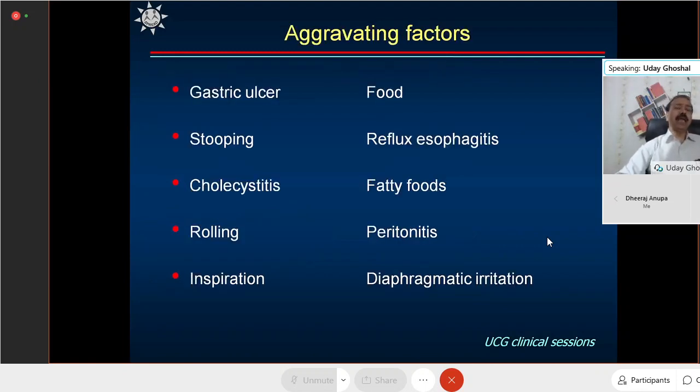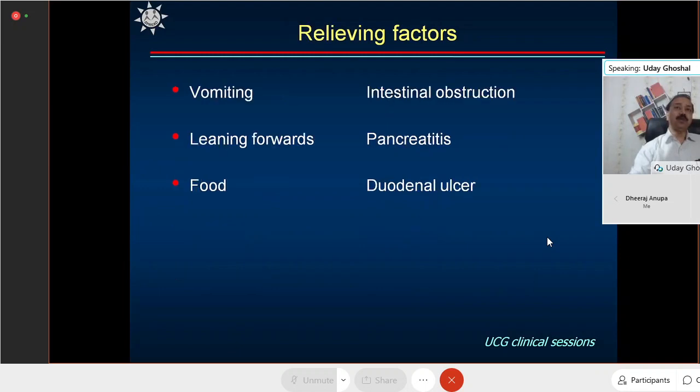Aggravating factors: gastric ulcer, food; stooping forward, reflux esophagitis; cholecystitis, fatty food, because fat increases gallbladder contraction. Rolling aggravates peritonitis. That's why a peritonitis patient will be lying standstill. They don't want to move. Inspiration increases the pain because of the diaphragmatic movement. So for any structure below the diaphragm, particularly the pleura and all those which are also over the lung, inspiration will increase the pain. Relieving factor: vomiting relieves the pain of intestinal obstruction because it is reducing the intraluminal content.